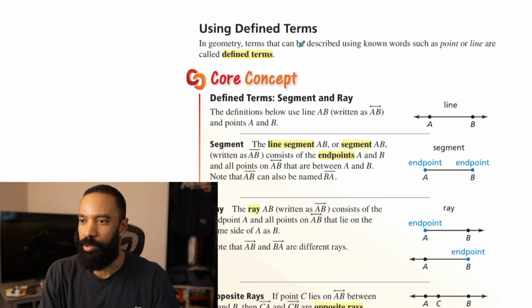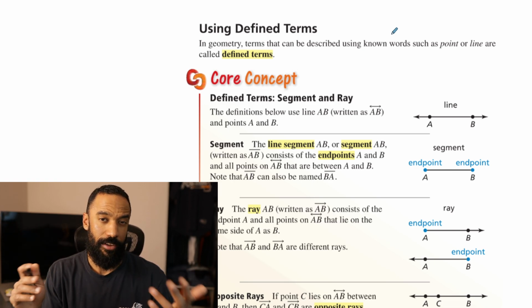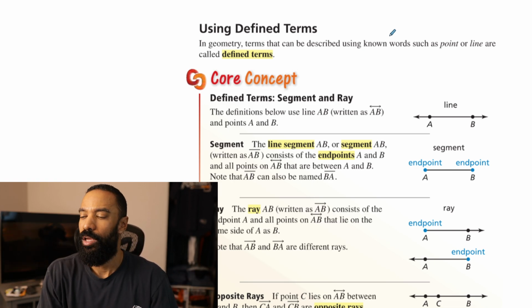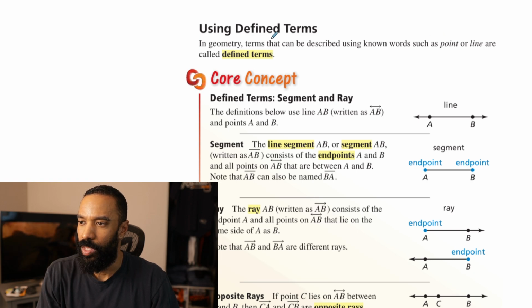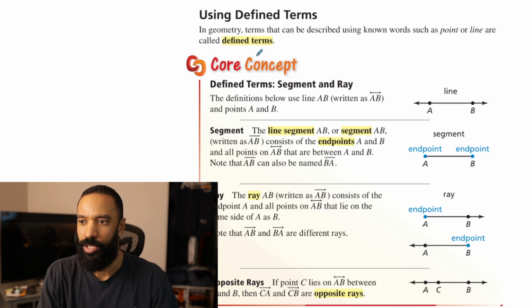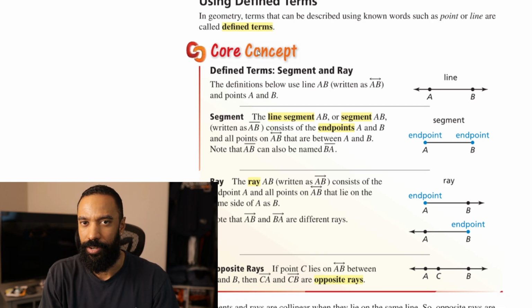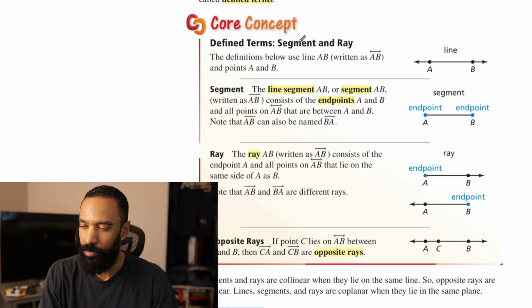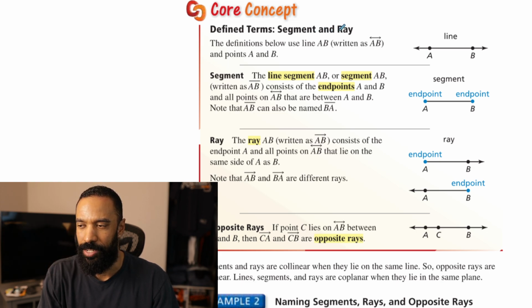Using defined terms. Now, defined terms are ones that are clear to everyone what they're supposed to represent. Terms that can be described using known words such as point and line are called defined terms. So now we can use those in definitions for other things. Defined terms are like segment and ray. The definitions below use line AB and points A and B. So here's that line. It goes forever, and it goes through the points.